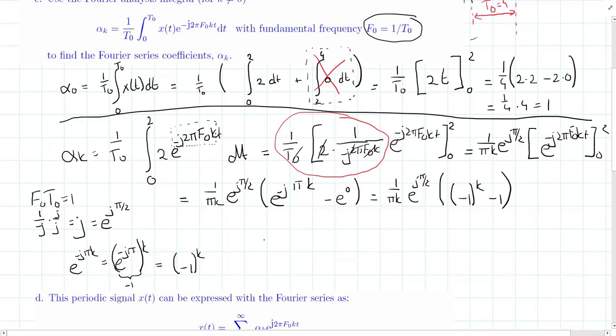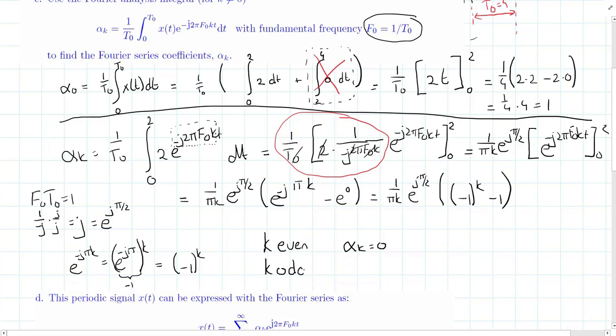In the case that k is even, we would get that our minus 1 to the power k, so for example to the power 2, would be positive. And then we have 1 minus 1, which is equal to 0. So in the case for k is even, our alpha k is equal to 0.